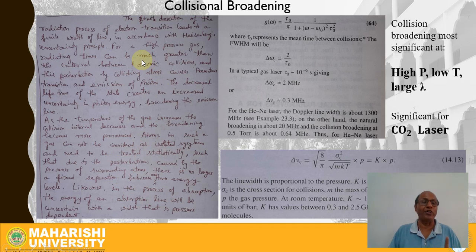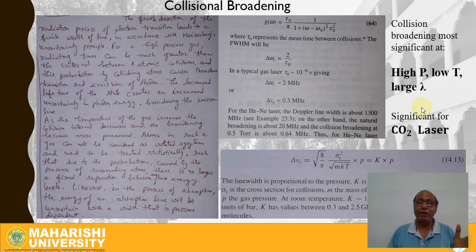But more important was that at a high pressure in a gas laser, the collision broadening will be very significant, and as you can see here, collision broadening is most significant at high pressure, low temperature, and for large wavelength. That means towards the lower frequency range of the laser system. And the CO2 laser, which works at higher pressure, is a very good example for that.